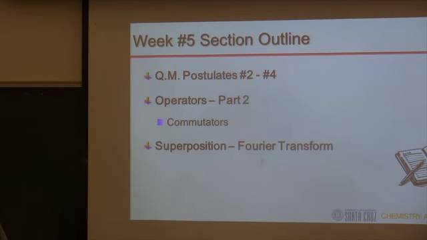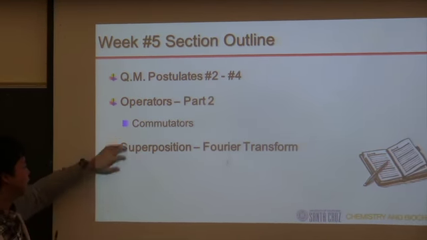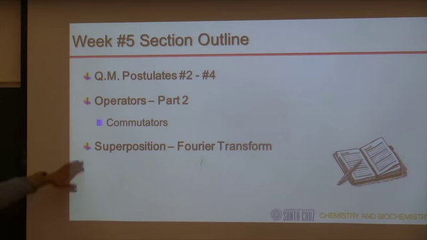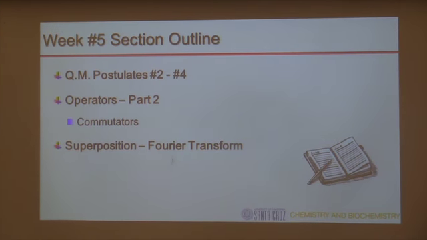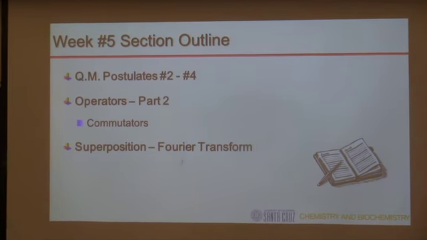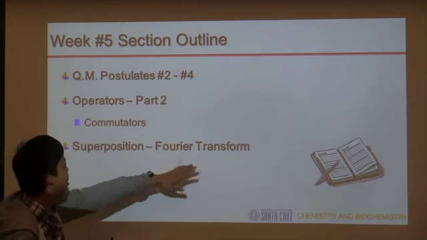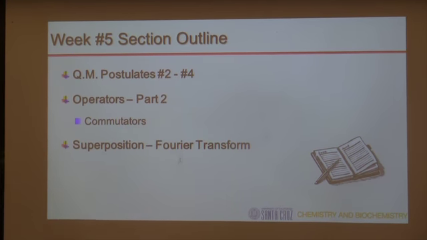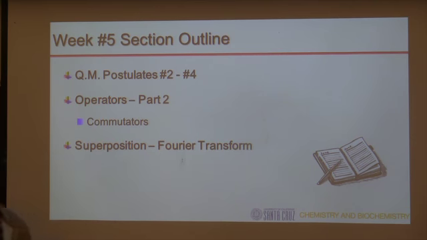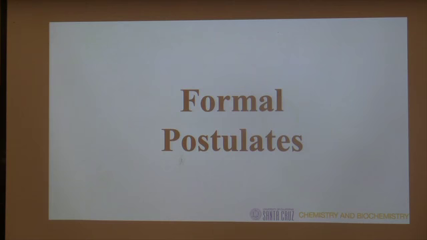Commutators: derive some conclusions from commutators. And the third one is the concept we call superposition. That's the last section in chapter 4, and you will see that superposition is represented by the Fourier transform, and we'll talk about that. Okay. So the first one is about formal postulates.